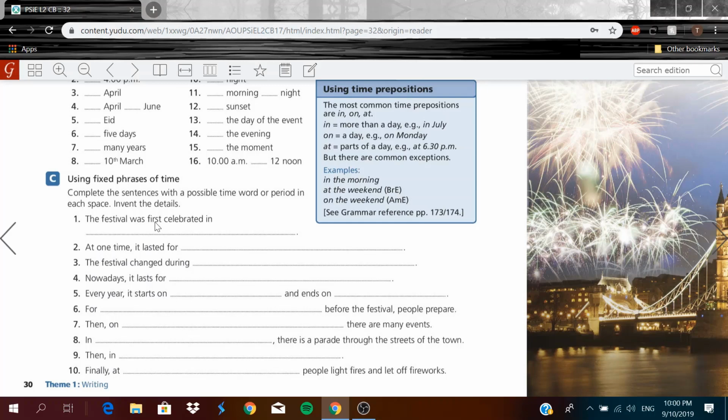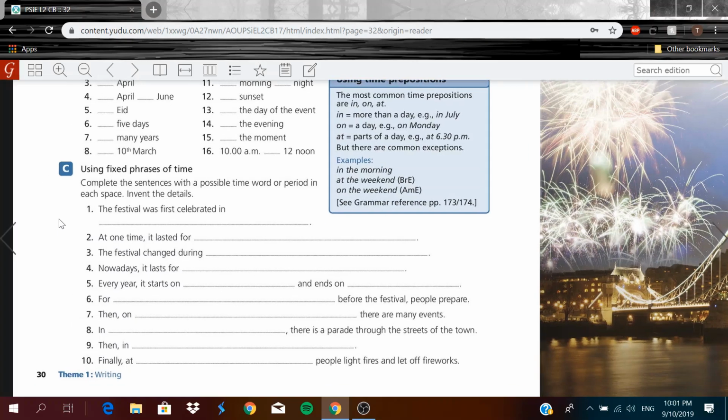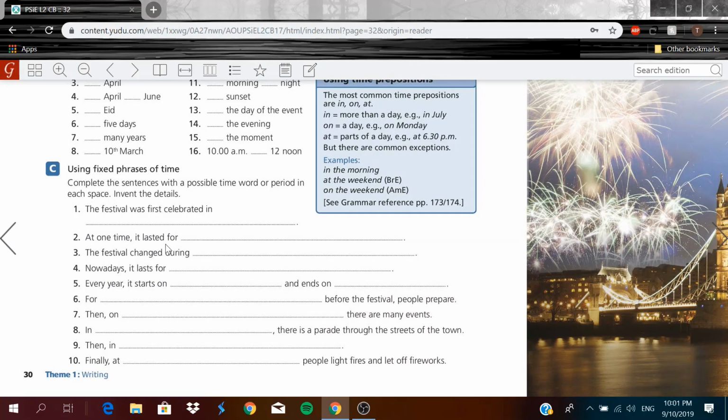So if I say the festival was first celebrated in, what can I say after that? I can probably say the festival was first celebrated in 1875, 1962. That is correct, right? So this is what I'm trying to tell you guys about. Or the festival was first celebrated in August, for example, or August 1950, right? All of these are correct answers, right? But you just gotta go and use time prepositions correctly. So you gotta differentiate between in, on, at, from, to. Okay? So let's go to 2. At one time, it lasted for what? What do you think? It lasted for, we can probably say, a day and a half. Or I mean, I'm just making things up as I go here.